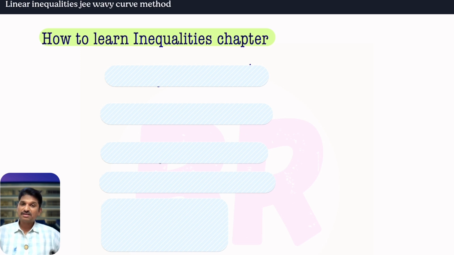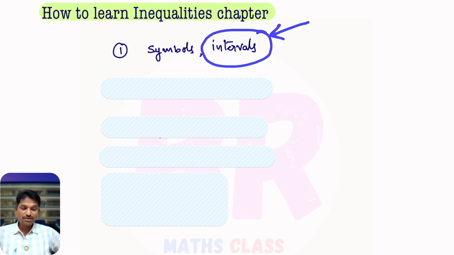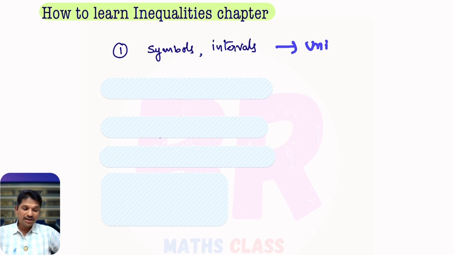Total 5 points are there. First point, learn about the symbols in inequalities. These you already know: less than, greater than, less than or equal to, greater than or equal to. And learn about intervals. This I think you didn't learn in 10th standard. Closed interval a comma b, open interval a comma b. Learn about intervals clearly. After that, what is meant by union of intervals? Intersection of intervals, all those things, learn clearly.